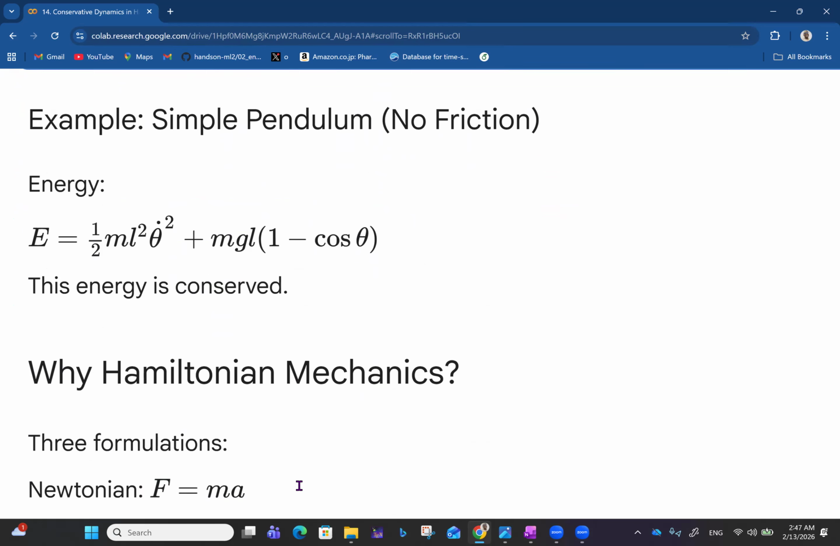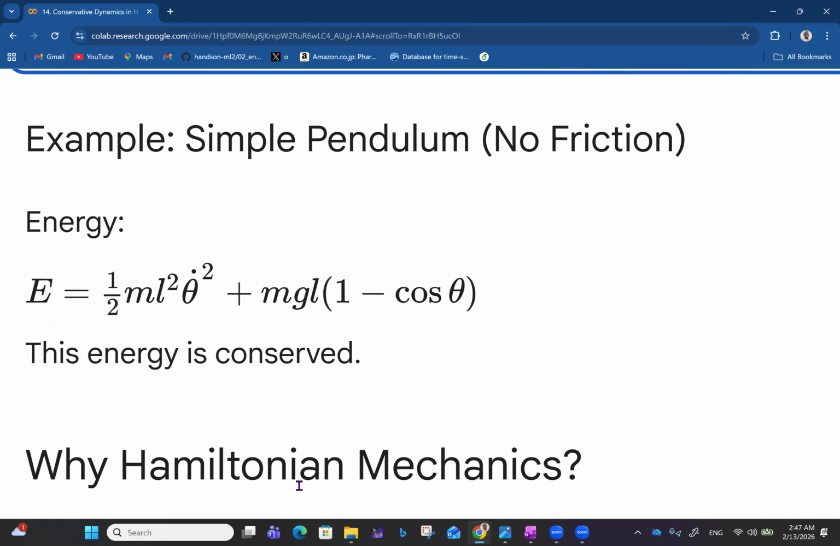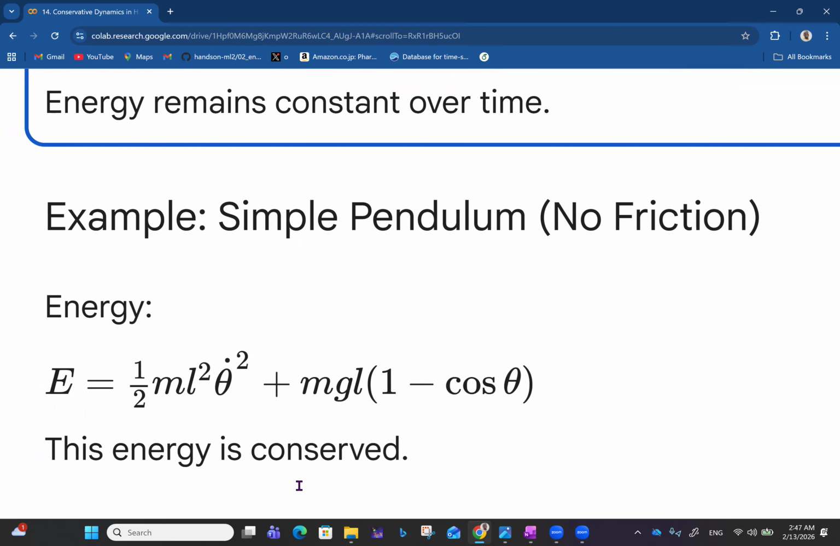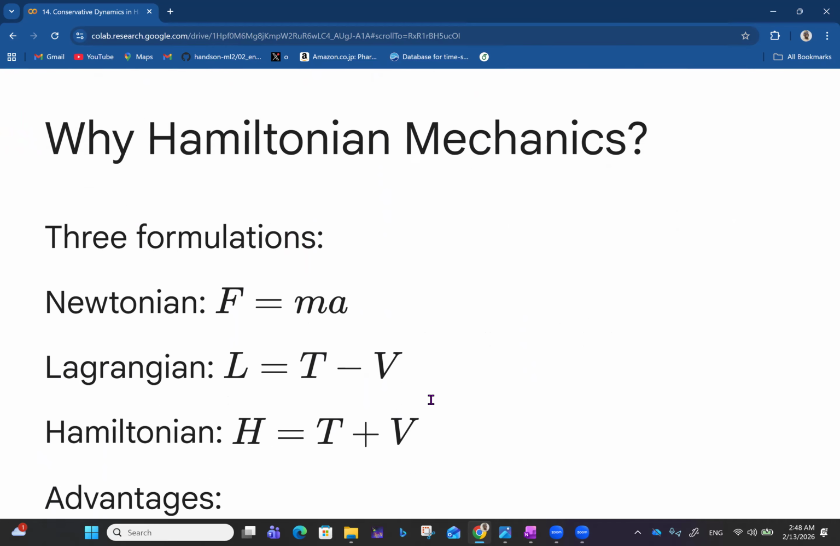We have a very good example of that in a simple pendulum where there's no friction, where the energy is E equals half m l squared theta dot squared plus m g l times (1 minus cos theta). Energy is conserved here because you have the kinetic part and the potential part of the energy.